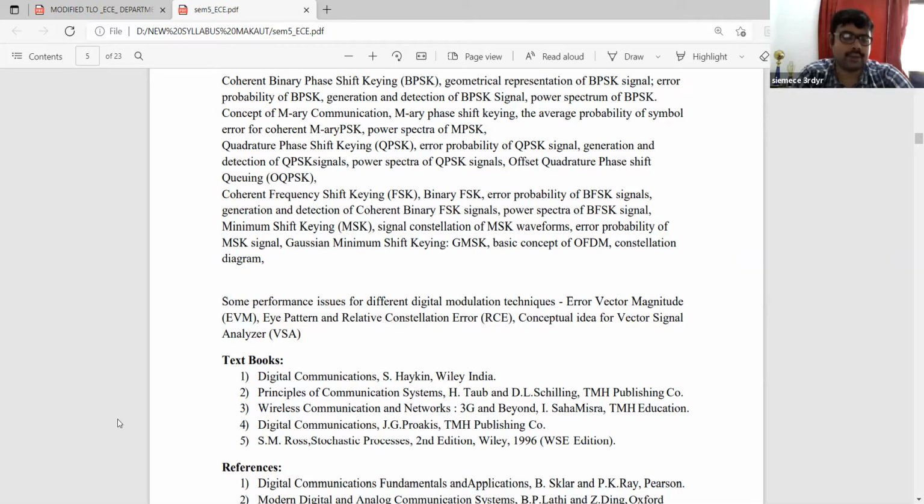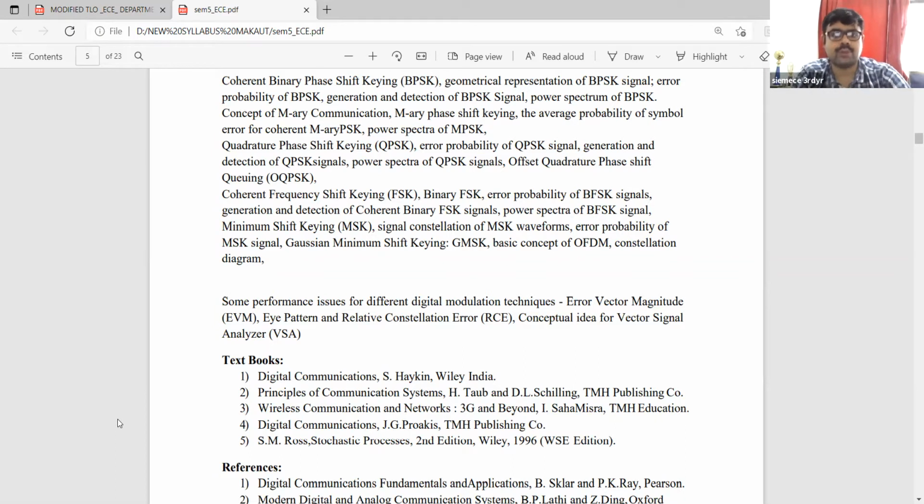have to study. So coherent frequency shifting, FSK, binary FSK, error probability of the BFSK signals, generation and detection of the coherent binary FSK signals, power spectra of BFSK signal, minimum shifting MSK, signal constellation of the MSK waveforms, error probability of the MSK signal, Gaussian minimum shifting, GMSK, basic concept of OFDM, orthogonal frequency division multiplexing, a very important topic, constellation diagram we have to study.